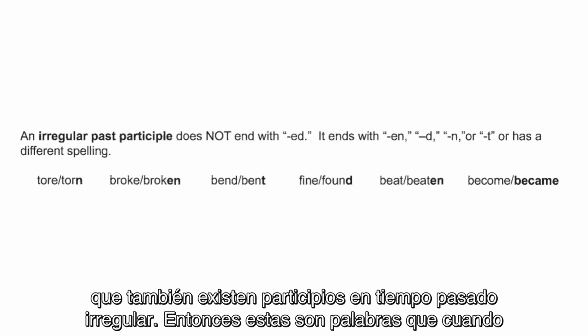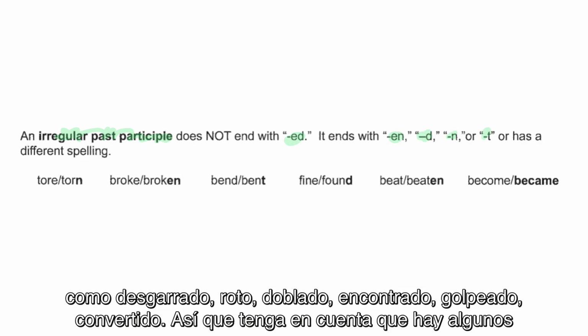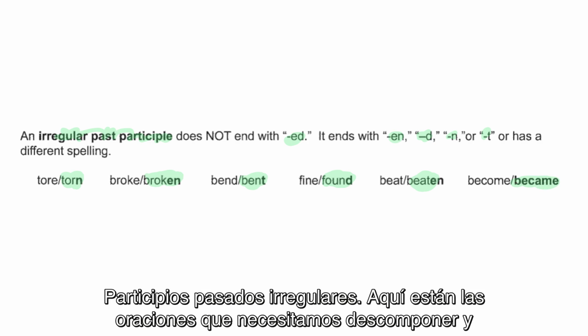So please know that there are also irregular past tense participles. So these are words that when we do past tense, they don't end with an ed. They end with en or d or n or t, like torn, broken, bent, found, beaten, become. So be aware that there are some irregular past participles.